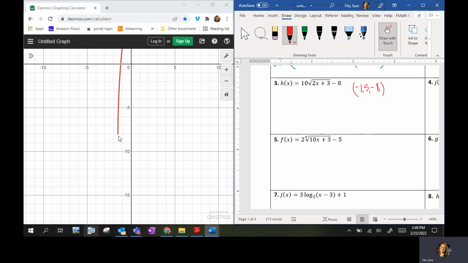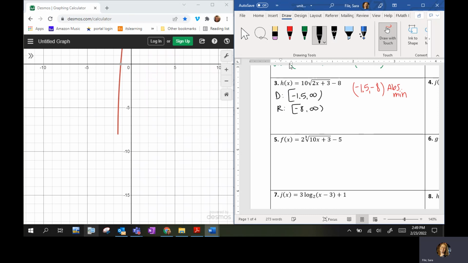Okay, and that is an absolute minimum. It's the lowest this graph goes. So that means that my domain would be from negative 1.5 to infinity, because it's going to the right from there. I include the negative 1.5. And my range is from that point, the y value, negative 8, and it's going up to infinity, and I include the negative 8.